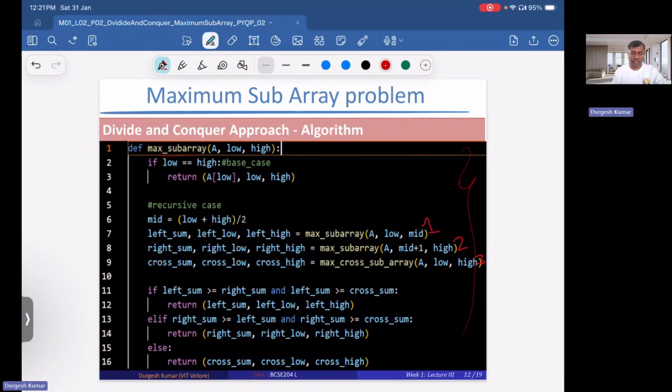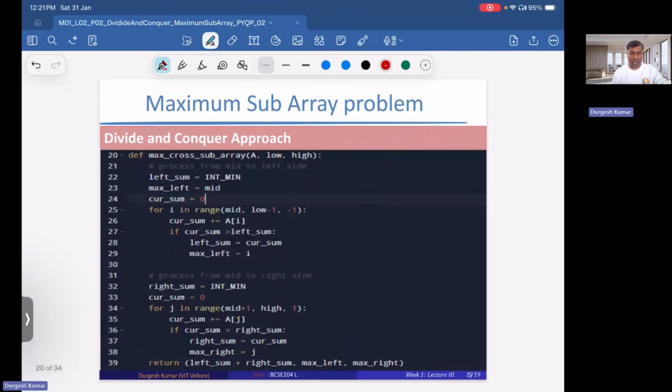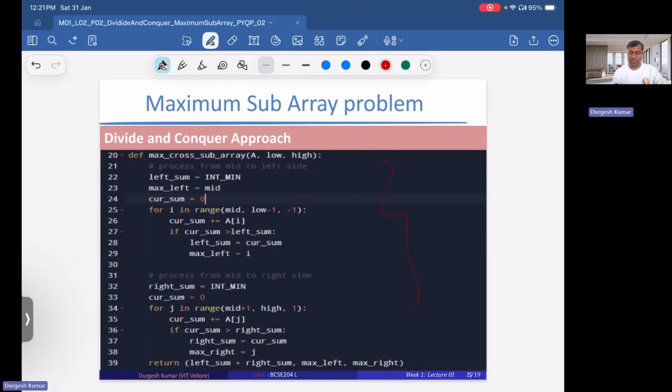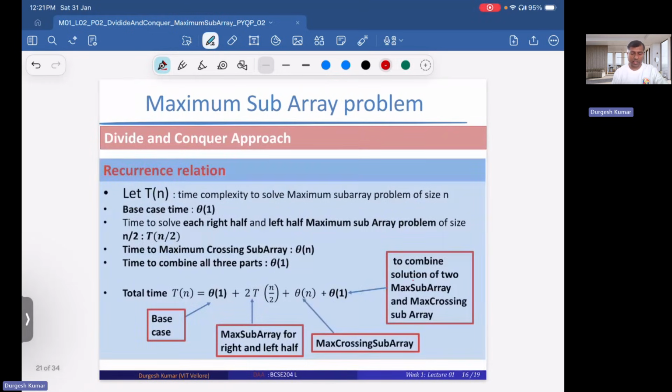So the function for maximum subarray we have already discussed in detail in the last two videos, so please go through that if you are not clear with this pseudocode. Then the maximum crossing subarray. So this will consist of 4 marks, and then the recurrence relation, and you have to annotate each of the terms. The base case is the maximum subarray for the right and left half, 2T(n/2), and theta n for calculating the maximum crossing subarray, and theta 1 for combining or comparing all these three.